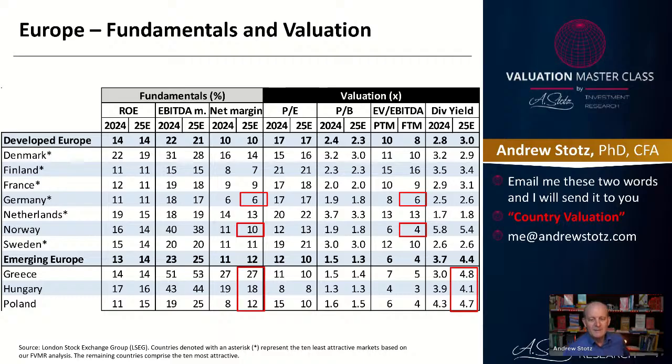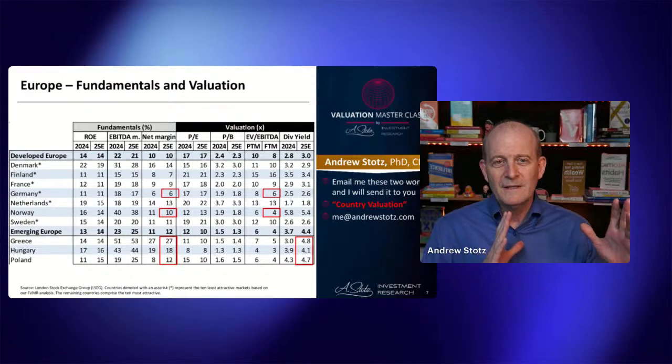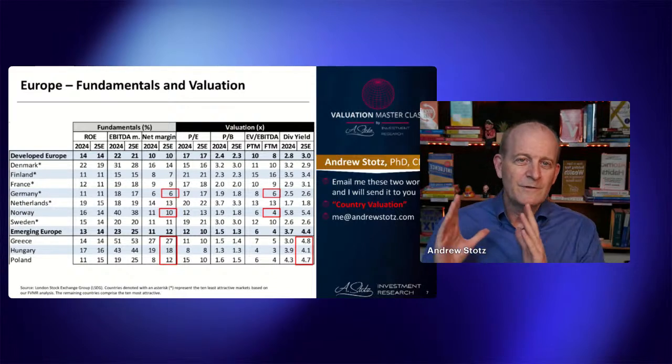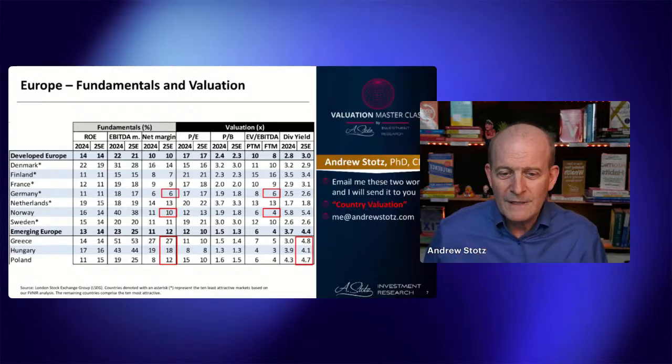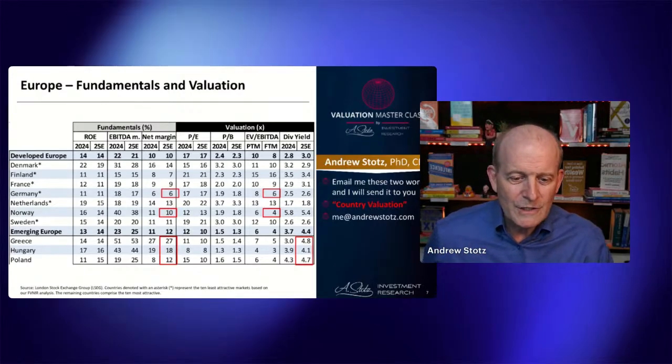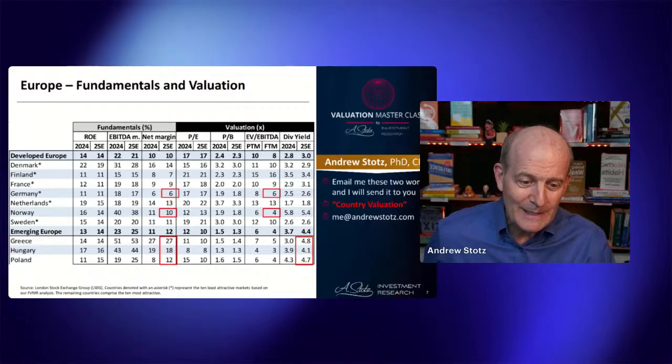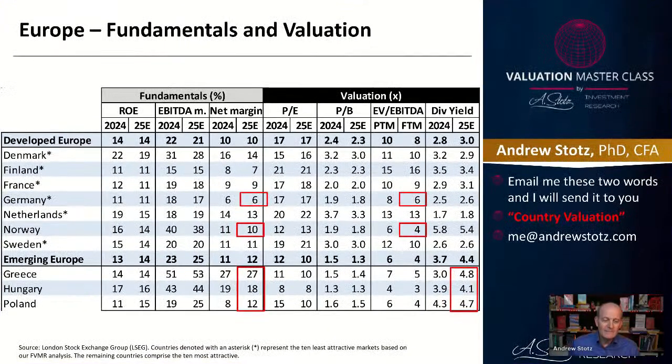Okay. What about emerging Europe? Oh, this is where it gets really interesting. So if we think about this, now we can look at the comparison of emerging Europe versus developed Europe. And what we can see is that emerging Europe is actually pretty darn cheap relative to developed Europe. In emerging Europe, you have, in addition, a very strong net margin of 27, 18, and 12.